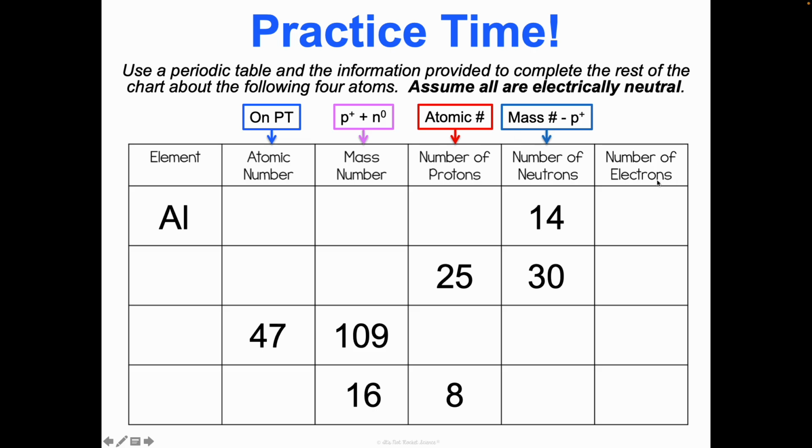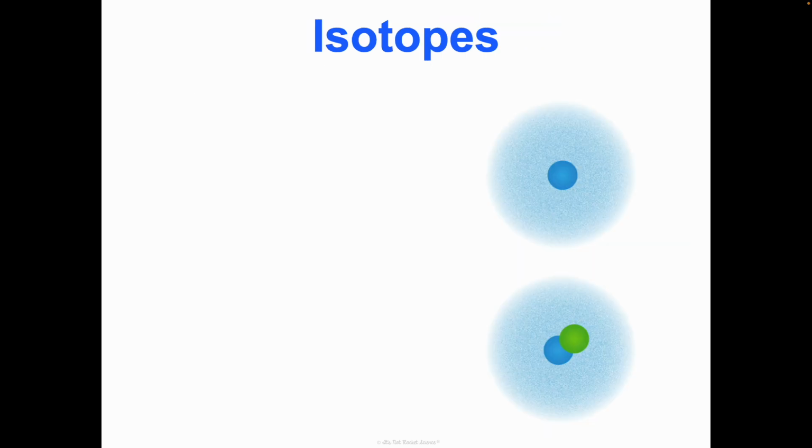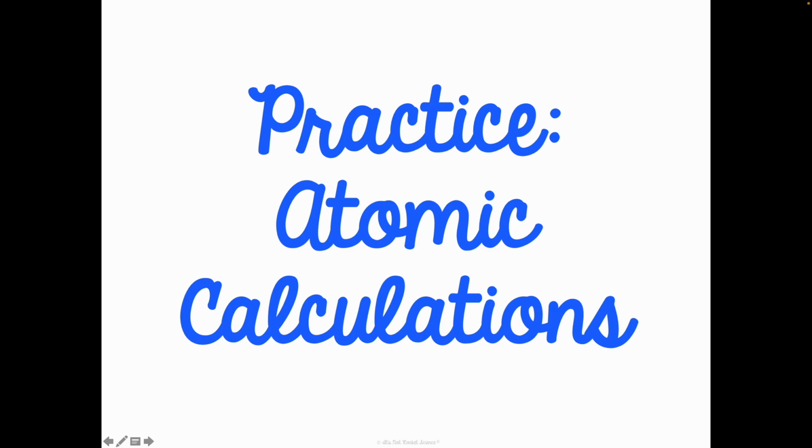Number of electrons. In this situation, since they're all electrically neutral, the number of electrons is going to be the same as the number of protons. So with this, I helped you with this here. I want you to try to fill this out on your own, and then we will go over it in class. And then we will divide up and do some more practice in class as well.